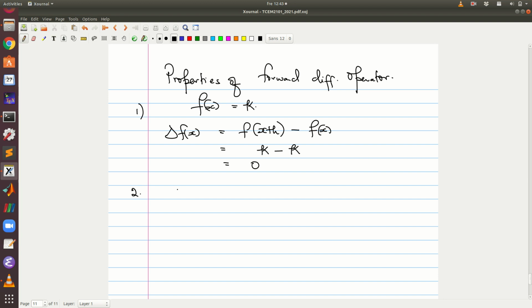The second is that we would like to look at if we consider two functions f of x and g of x, then the first forward difference of their sum is the first forward difference of the sum of the individual functions. In other words, this is like a linear operator. Okay, it works like a linear operator.